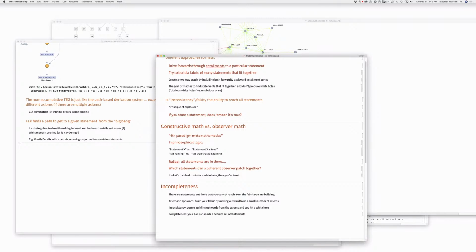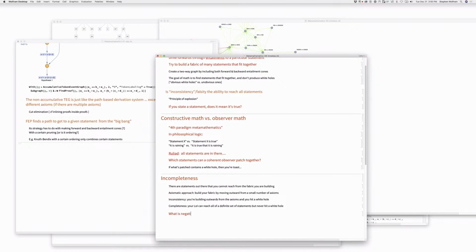Anyway, your laws of inference can reach a definite set of statements, whatever they can reach, but never hit a white hole. So what is negation? If we're really right that we should think about this as a white hole, negation would be some kind of time inversion of that.